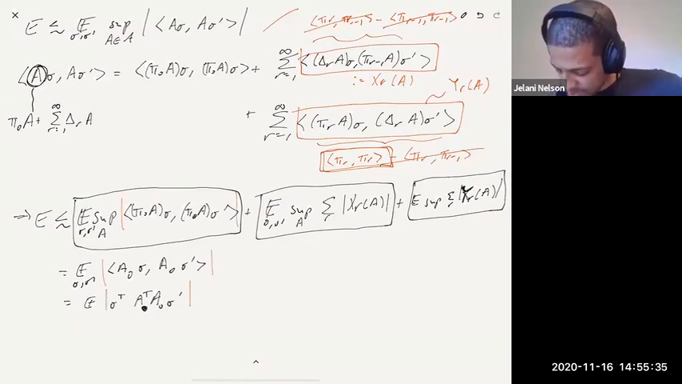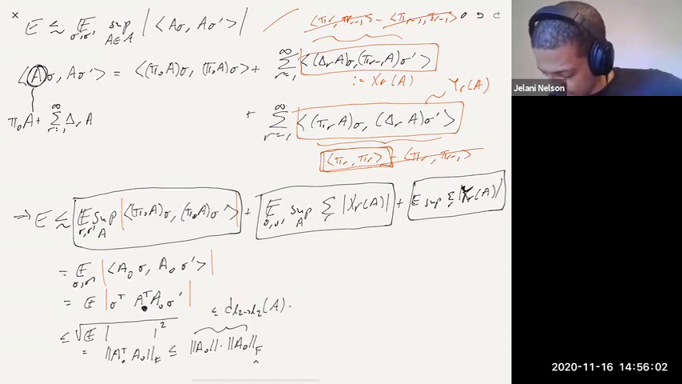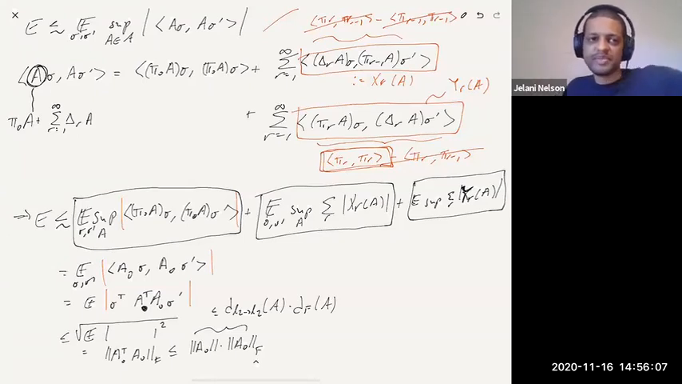So this is at most the square root of the expectation of that thing squared, which turns out to be the Frobenius norm of A0 transpose A0, which is at most the operator norm of A0 times the Frobenius norm of A0. So this is at most d L2 to L2 of A, the largest operator norm of anything in A, times the largest Frobenius norm of anything in A. Okay, so we bounded the first term.